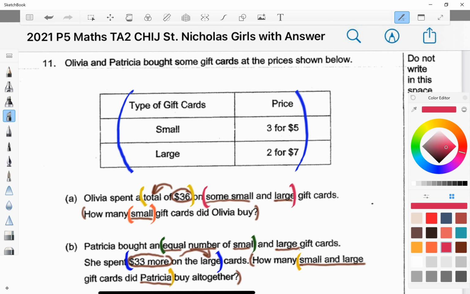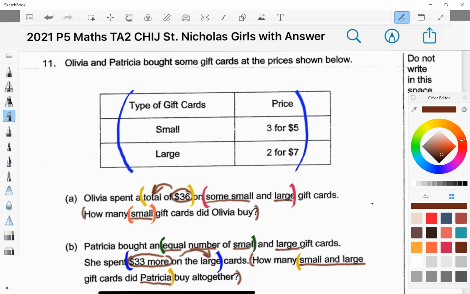Okay, so how should we solve this effectively? If you take a look, boys and girls, ladies and gentlemen, they say that Olivia spent a total of $36 on some small and large. So typically the first part of the question is quite easy to let you gain some confidence.